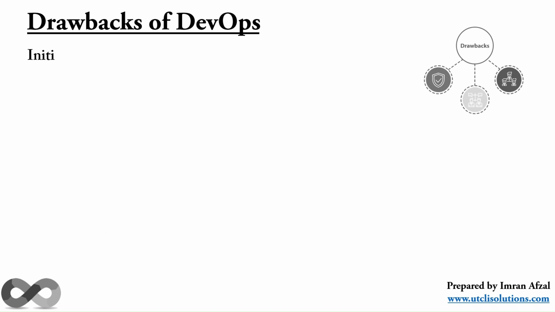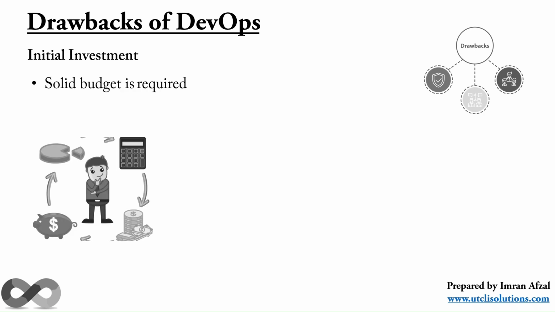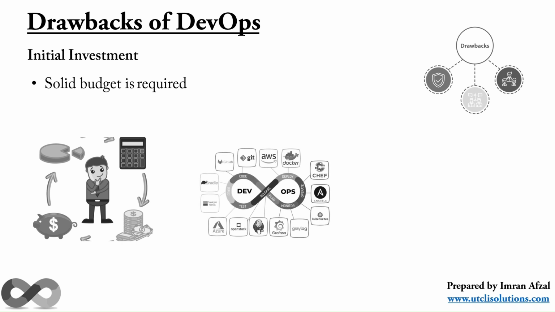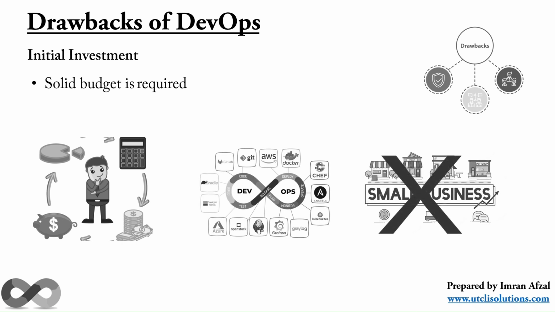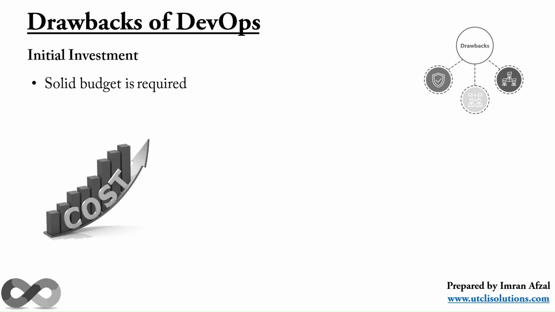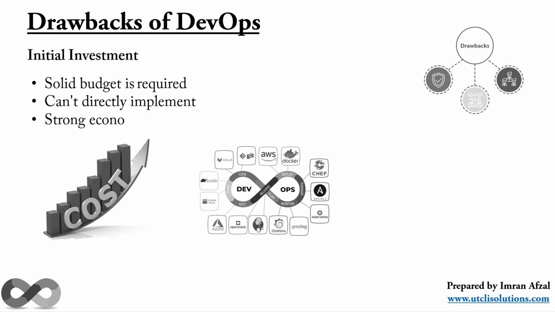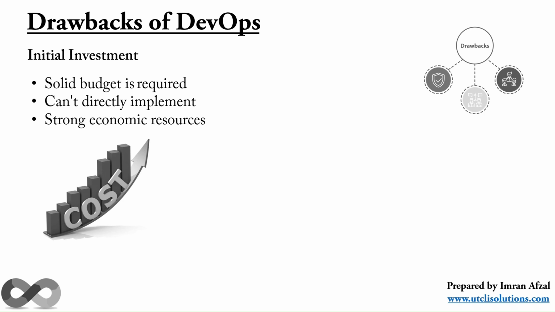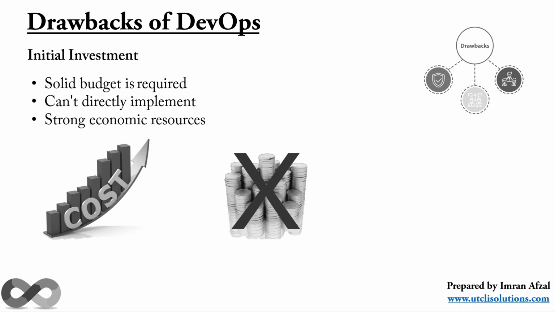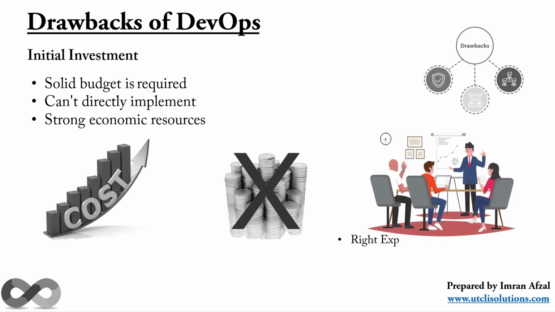Then the next one is initial investment. So for DevOps, a solid budget is required to arrange the best tools and trainings, which is not practical for small business having limited budgets. If they invest in DevOps, then the cost of their existing operation will be disturbed. So you can't directly implement DevOps without having strong economic resources. And when I say resources, it doesn't really mean money only. It means the right number of professionals with the right expertise, tools, equipment, trainings, and most importantly, the time.